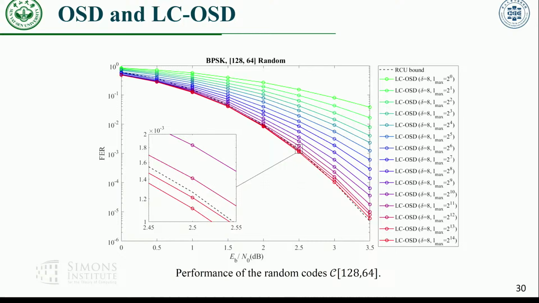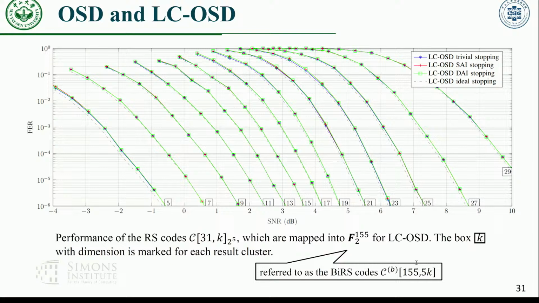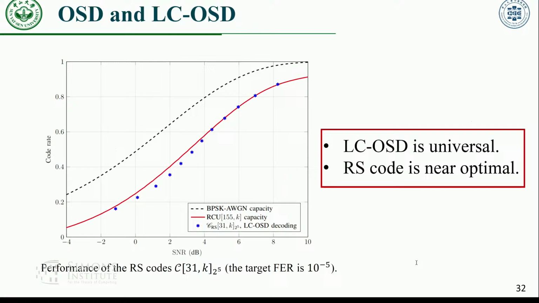But the random code, so the algorithm can be applicable to random codes, but random codes may not find use in practice. So we simulate the algorithm for the binary image of Reed-Solomon codes. Here we consider the code length is 31, so the binary image has code length 155. So here is the dimension, and from dimension 5, actually all dimensions we can simulate. And here we see LC-OSD is universal and Reed-Solomon code is near optimal.